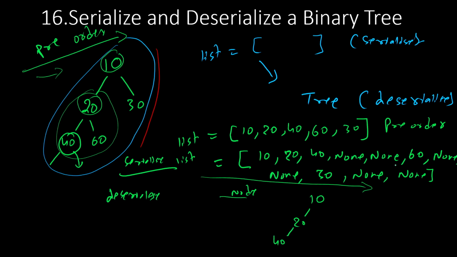And then there is none and none element. First none will say the left side element is not present, so it will shift to the right side of the 40. Now it shifted to the right side of 40. Again for that also we have none. So the left and right sides of both elements are gone.